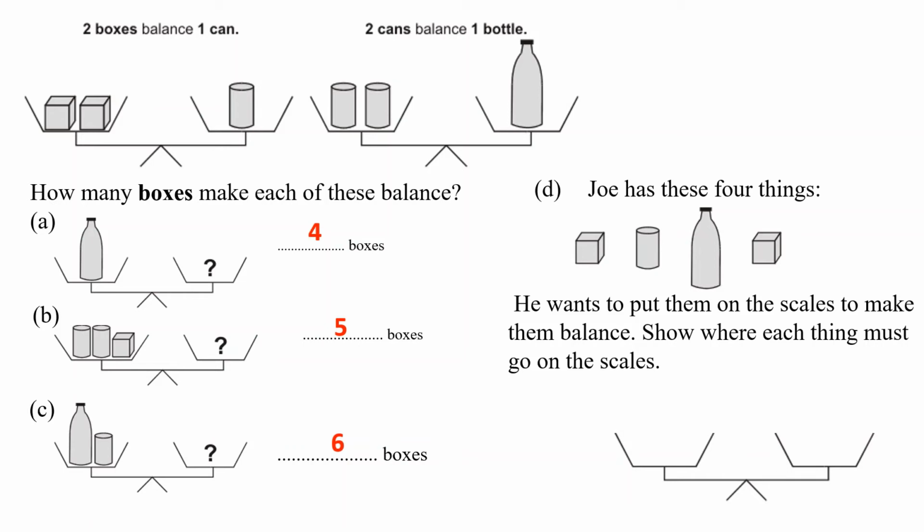And then for part D of the question, we need to make the scale balance by putting all these shapes on it. So we need to put 2 boxes, 1 can and a bottle on either side to make it balanced. So in this case, all we need to have is 2 boxes and 1 can on one side, and then a large bottle on the other side. Important to note that, remember, 2 of these boxes are equivalent to 1 can, and we know from the beginning 2 cans balance to give you a bottle. All right, so I know that was fairly easy for most of us.